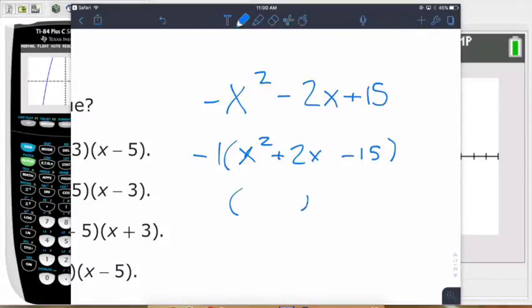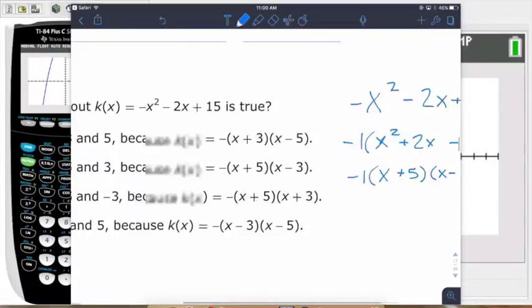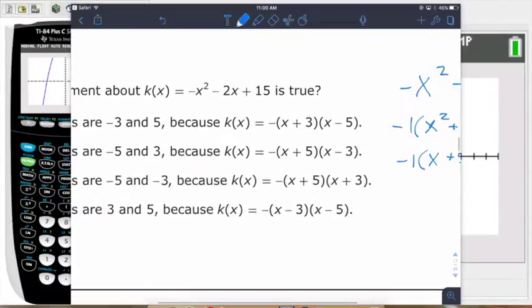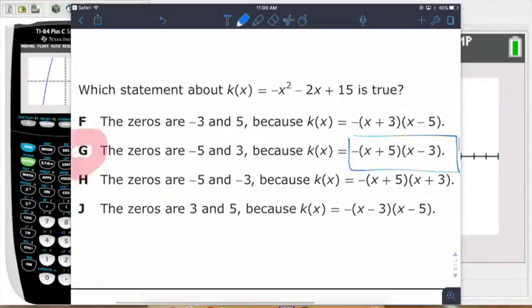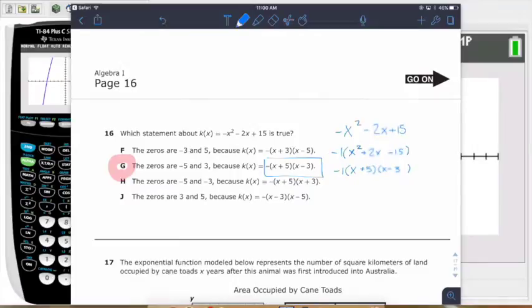Then we have to ask ourselves, what times what gets you negative 15, and it's got to add up to the middle term. So you could say x plus 5 and then x minus 3, with the negative outside. That's how that equation factors, and notice that does match up with our G graph. So definitely G. That's two different ways you can think about that question.